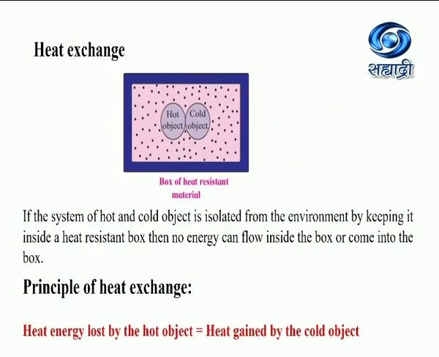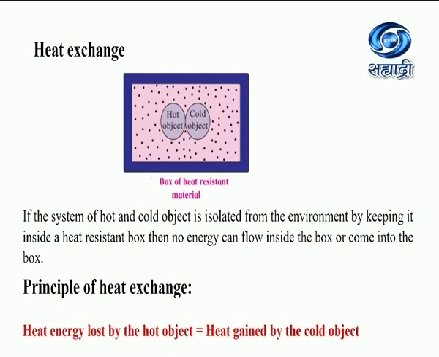How can we study heat exchange between a hot object and cold object? If heat is exchanged between a hot and cold object, the temperature of cold object goes on increasing due to gain of energy and temperature of hot object goes on decreasing due to loss of energy. The change in the temperature continues till temperature of both the objects attain same temperature.